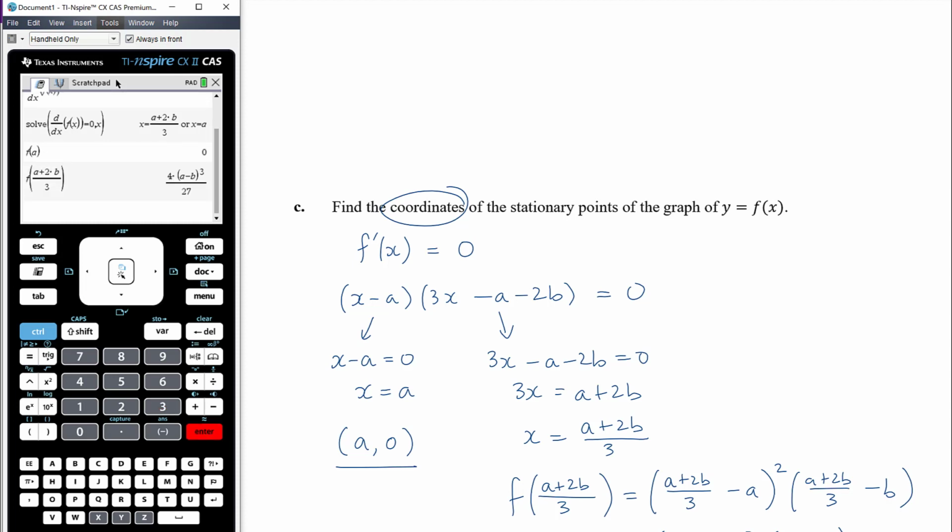Gives us what we found by hand. Now just quickly, in making that second substitution, I typed out a plus 2b divided by 3. You can make use of your answer above, so you don't have to retype it. So I could scroll up here, but it is a little bit fiddly given that it's stuck in that sort of larger definition with two x values.